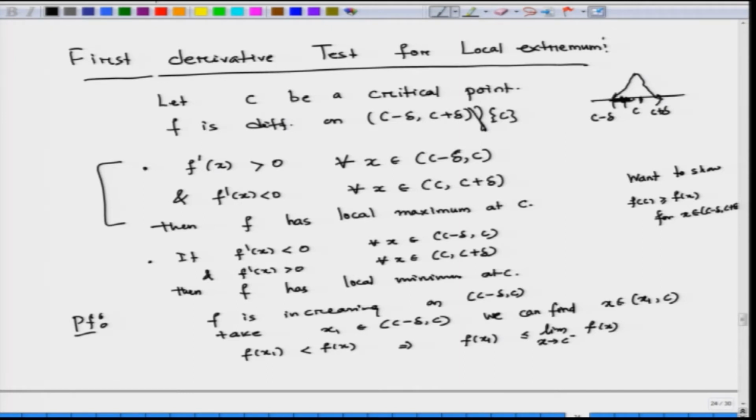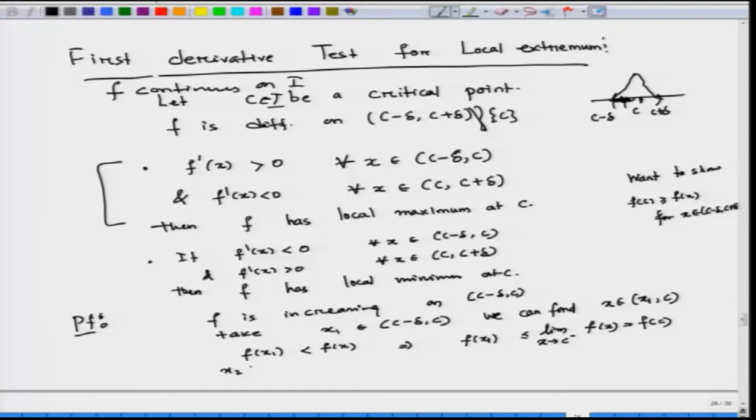Now, f is a continuous function, and this is very important: f is continuous on I and C belongs to I is a critical point. Now, this limit is equal to f of C, as f is a continuous function. So, therefore, whatever point we take on the left hand side of C, f of C is greater or equal to f of x.